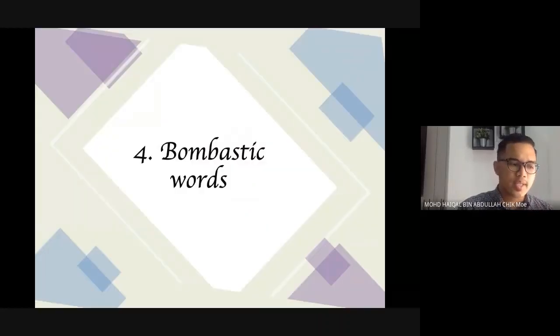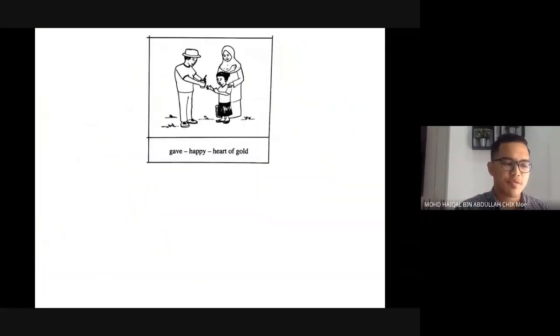The next one is bombastic words. This is everyone's favorite part, especially when we talk about bombastic words, phrases, similes, proverbs, etc. For me, the best way is to teach your pupils synonyms. It will widen their vocabulary and enrich it as well. For example, take a look at this picture. Again, this is also a past question in 2017, if I'm not mistaken.